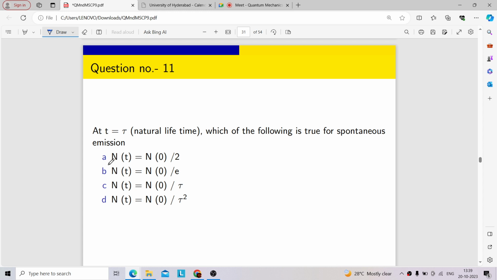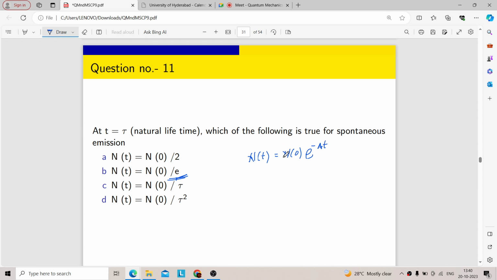Okay, so from the name you can guess it. Natural lifetime. That natural means this factor e, means at this time the number of particles in excited state reduced by a factor of e compared to the ground state particle. Okay, so this n of t is nothing but n of 0 times e to the power minus a t.